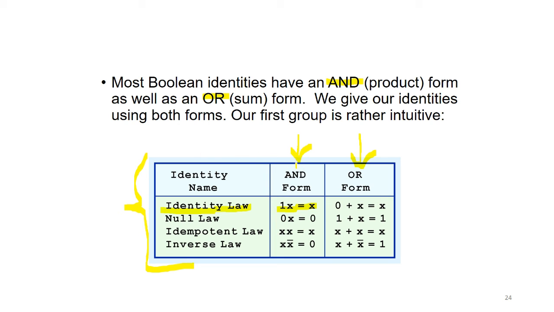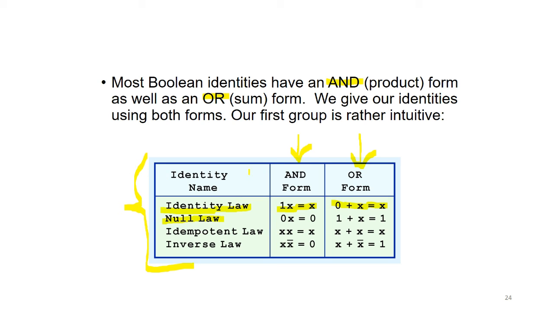When 0 is added with a number, it gives the number itself. So the identity law changes between the AND form and the OR form. In the AND form, it is multiplied with 1, but in the OR form, it is added with 0.